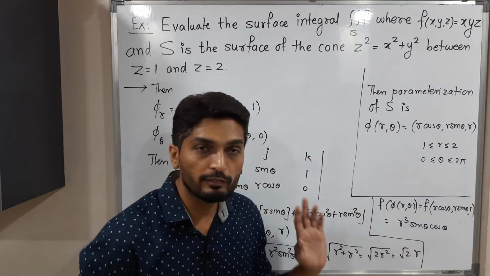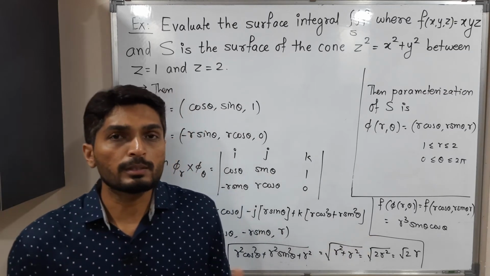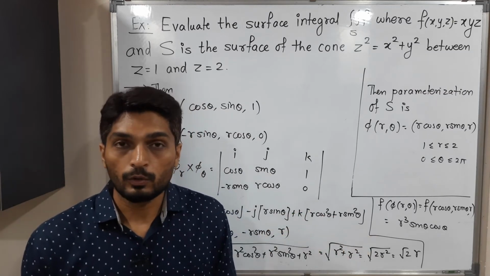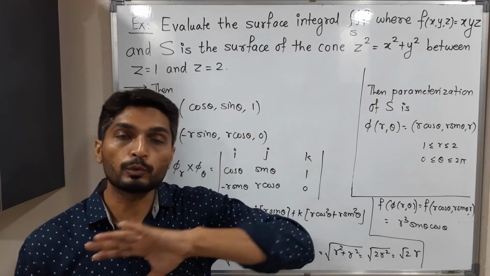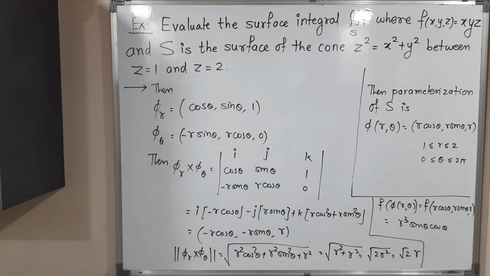F of phi of r theta we have calculated. The value of the norm also we have got, which is root 2 r. So simply we have to put all those values in the definition, and by solving the integration we will have the answer. I'm going to do that. Just make a screenshot of it.